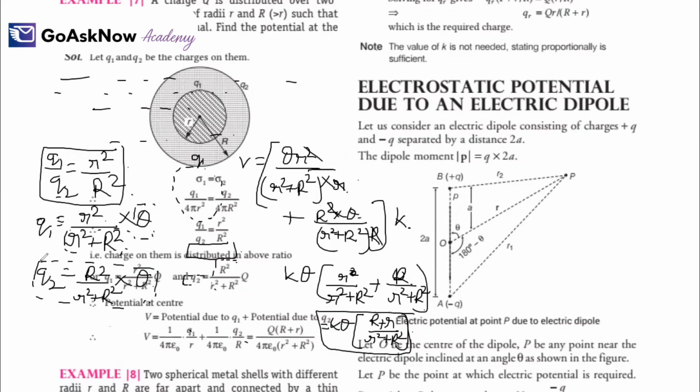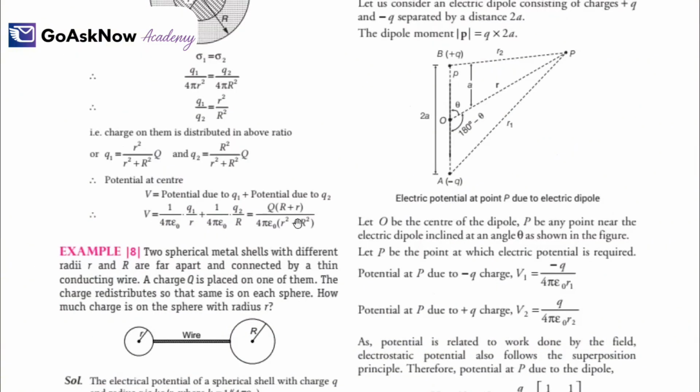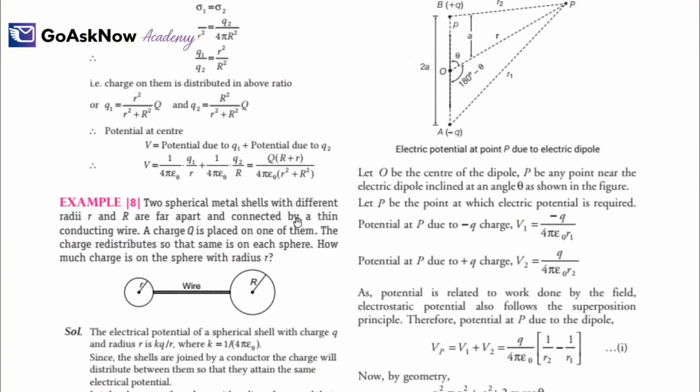Okay, I should delete these drawings. Yes. In example 8, it is telling that two spherical metal shells with different radii, small r and capital R, are far apart and connected by a thin conducting wire. Okay, so there are two spherical shells and they are connected by a thin conducting wire only. A charge capital Q is placed on one of them. So capital Q charge is placed on any one of the spheres.